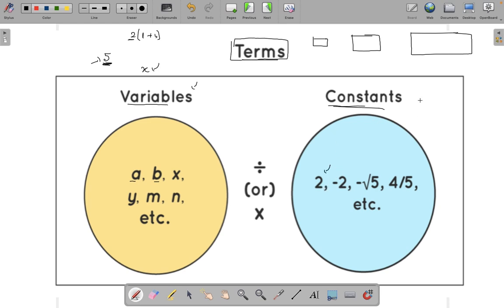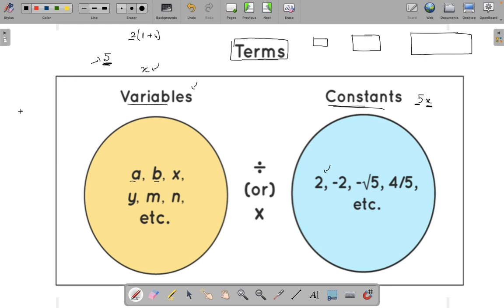For example, 5x. If you take 5x as a number, 5 is a constant, x is a variable, because x can be 1, x can be 2, x can be 3, x can be anything, but 5 would be 5 itself. So that is what you mean by constant. Constant means value that does not change. And if you combine variable and constant together, it becomes a term.